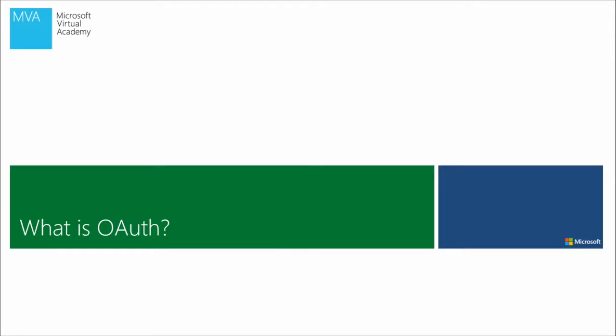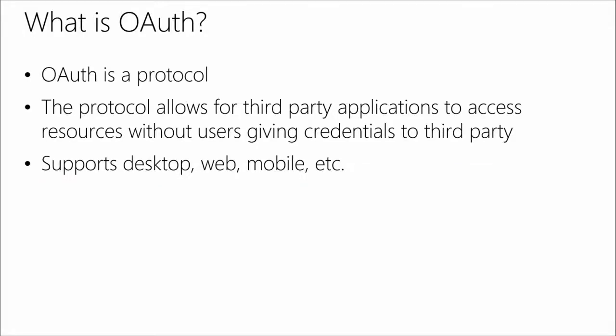What is OAuth? OAuth is a protocol. What does that mean? It's a method of communicating. It's a predefined format to communicate with other systems. So it's not necessarily a library that you have to download and use. Although there are libraries. It's a defined protocol on how to communicate.